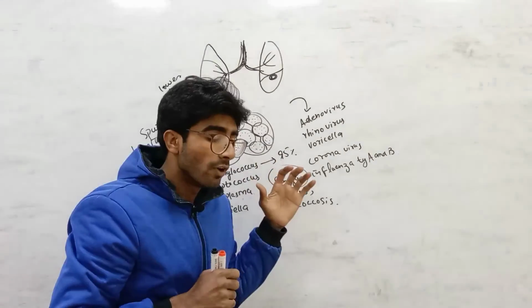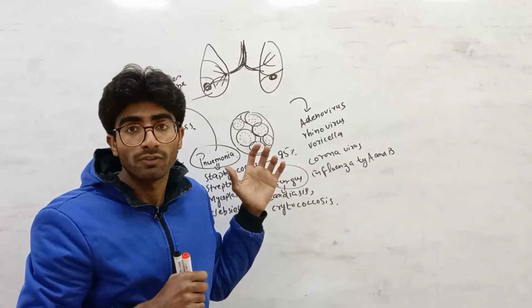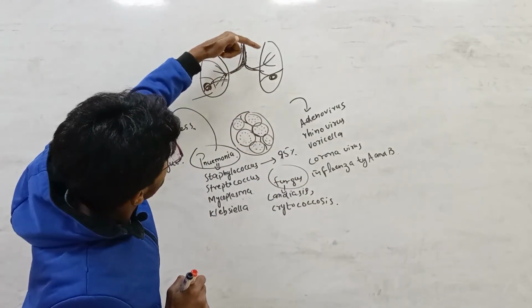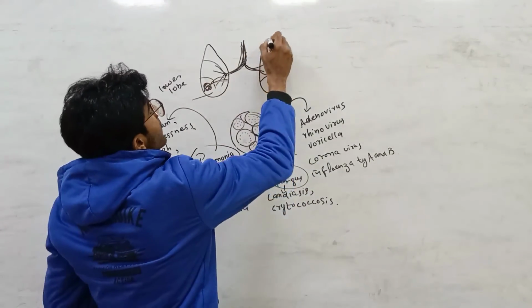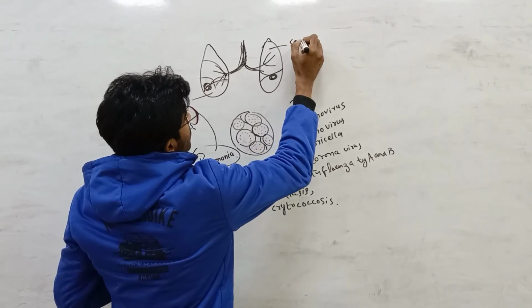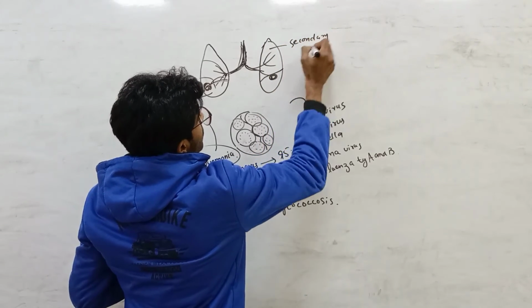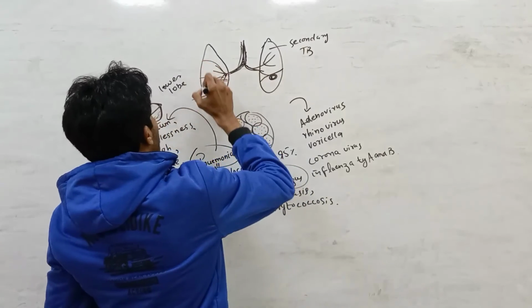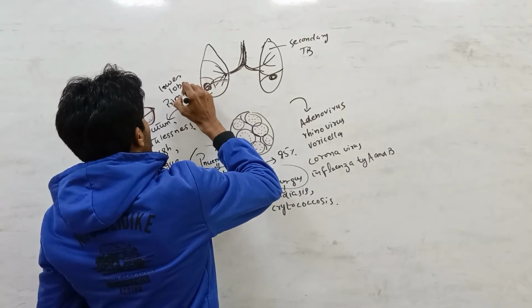When necrosis happens in the lower lobe of the lung, this is known as primary tuberculosis. When necrosis happens in the apex of the lung, this is known as secondary tuberculosis. Secondary TB, primary TB.